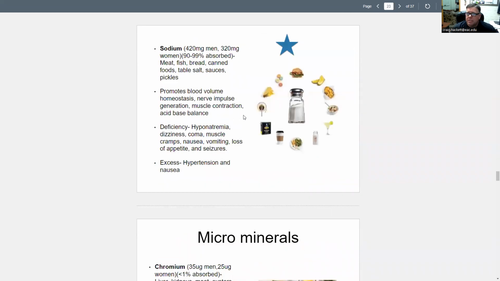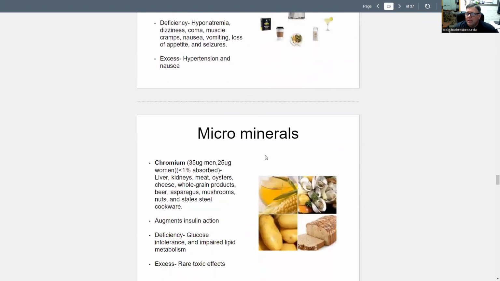Sodium, we talked about this one. Find it with chlorine, get sodium chloride, table salt. You can have some issues with this if you get too much, and in the standard American diet, we get too much. So sodium, I think, is pretty well known.